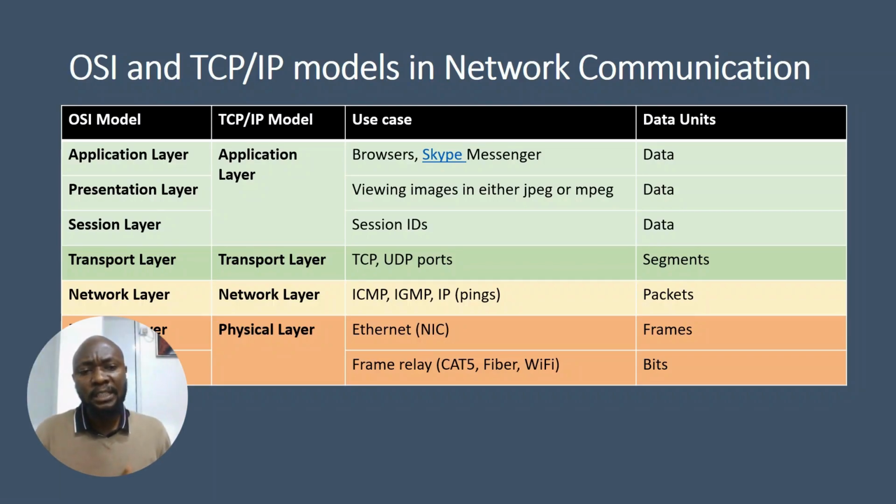In the network layer, the data is referred to as packets, which are sent over the internet. Then in the data link layer, we have frames. Frames are being shared over the internet links. And then in the physical layer, we have bits, which are the ones and zeros that you come across.